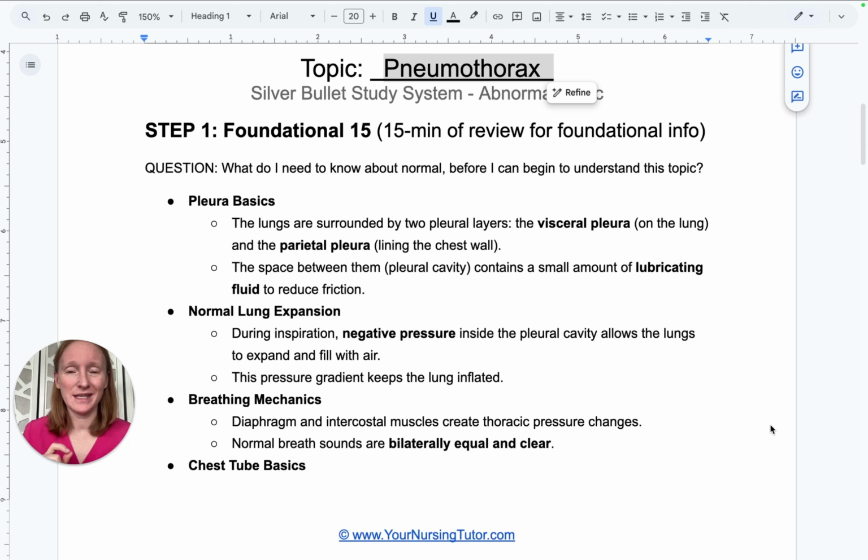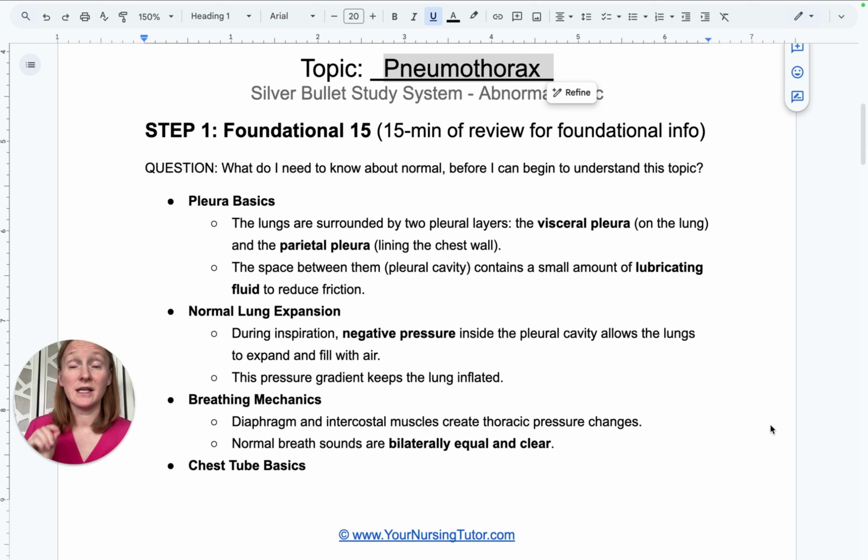Let's make pneumothorax easy. If you haven't studied with me before, you might be a little surprised what we start with. We always start with normal information. If you skip this step, you are wasting your study time. If there's anything you have to memorize, it's going to be in step 1 of the Silver Bullet study system.